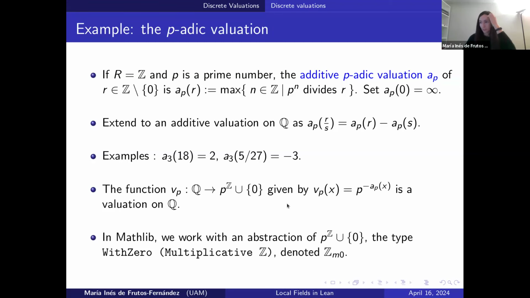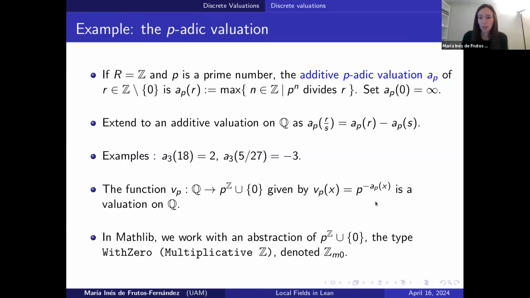Okay. Now, whenever you have an additive valuation, you can construct a multiplicative valuation from it following this kind of process. We are going to define a map v_p from the rational numbers to p^Z ∪ {0} by sending a rational number x to p raised to the negative of the additive p-adic valuation. Now it can be checked that this satisfies the properties of being a multiplicative valuation on Q.